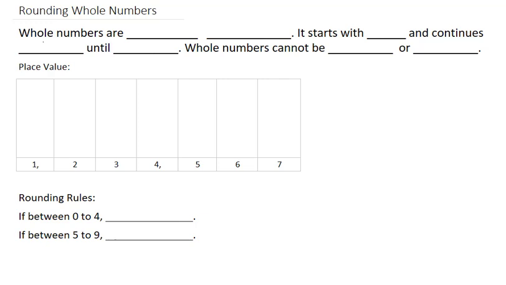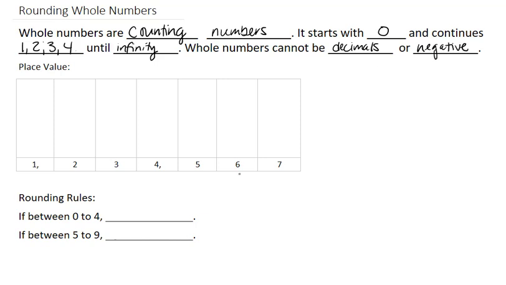Rounding whole numbers. Whole numbers are counting numbers. It starts with 0 and it continues 1, 2, 3, 4 until infinity. So whole numbers cannot be decimals or negative.